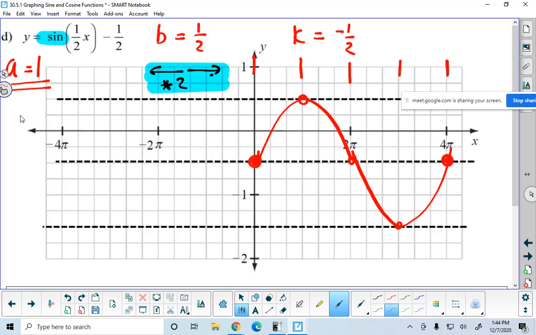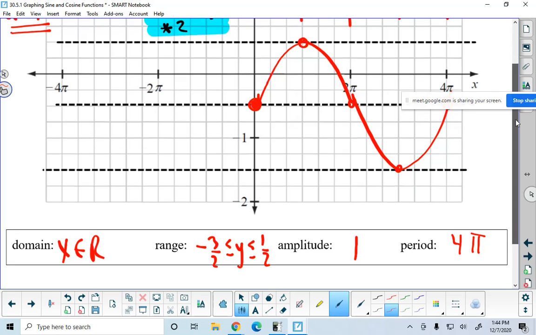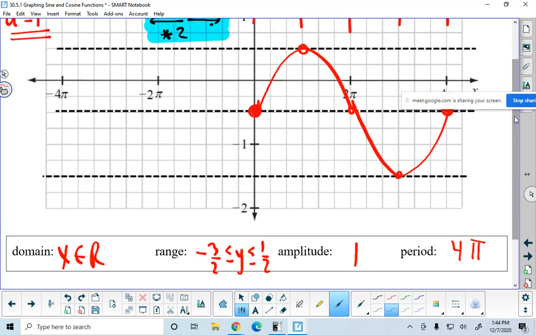In terms of domain, domain is still any real number. Range is -3/2 is less than or equal to y, which is less than or equal to 1/2. Be careful here because when you look at those guidelines, don't confuse those with the axis. Don't confuse that middle guideline with the x-axis. It's below.